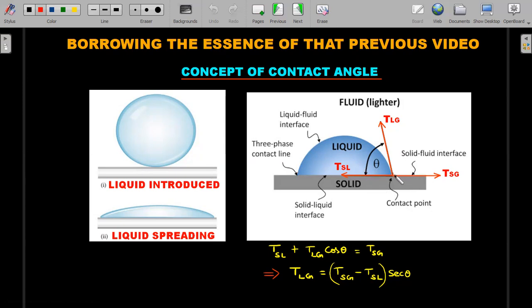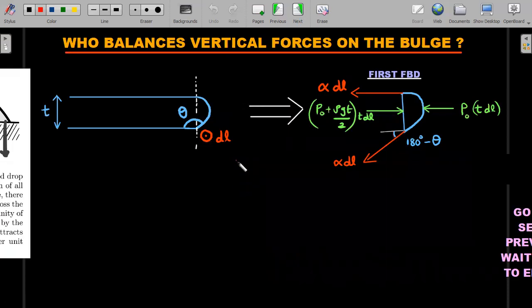The argument by some students is that if I balance it in the horizontal direction, then in the vertical direction, who balances it? Because there is a sine theta term that comes from T L G. Okay, to answer that, we need to go back to my solution diagram, from that first video where the bulge's FBD was written here. Can you see?